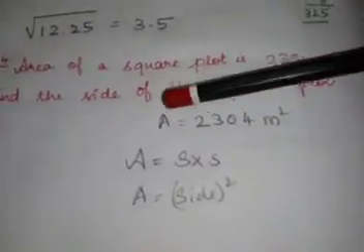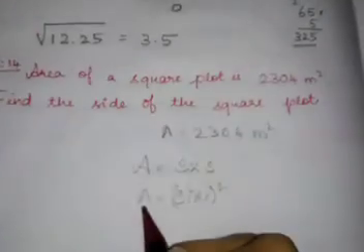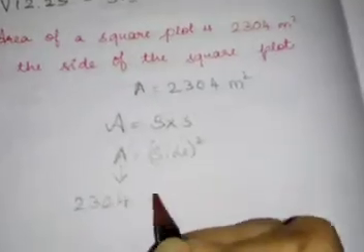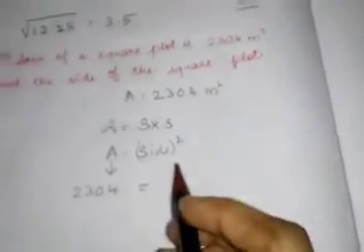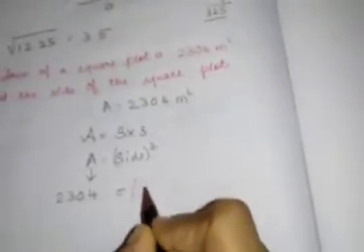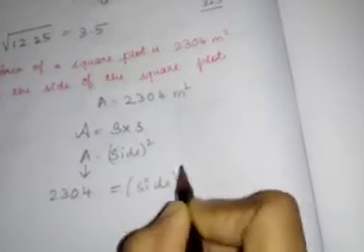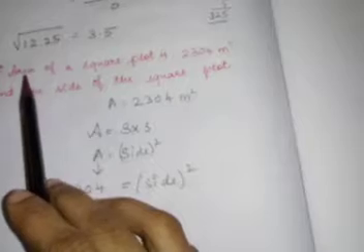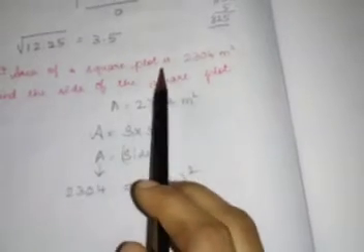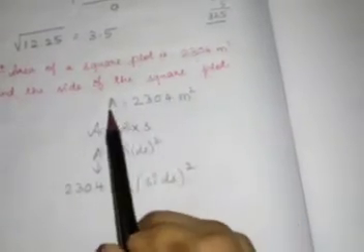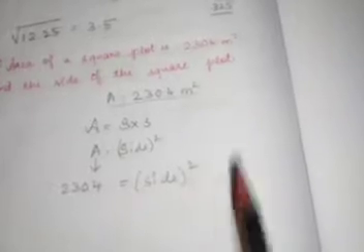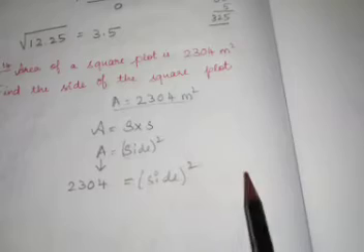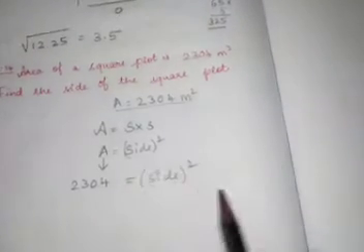Yes, what is given? Area is given. So what we have got? We got area, 2304 is equal to side the whole square. What have we been given, children? Area of a square plot is 2304. Find the side of the square plot. We have to find this side.